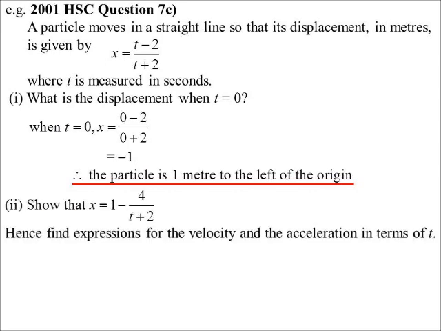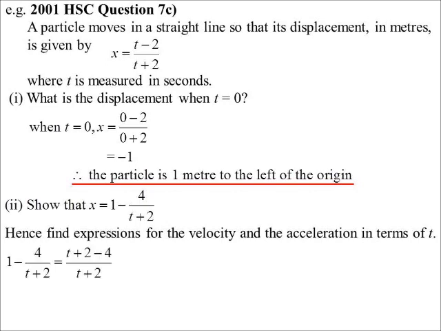Show that x is equal to 1 minus 4 on (t plus 2). Basically, remember this is a two-marker question. They're giving you a really big hint here that, hey, you can rewrite x equals (t minus 2) on (t plus 2), and by the way, this is how you rewrite it. Can you just show me that it is true? So it is a rather easy question, but as I say, it's a two-marker.